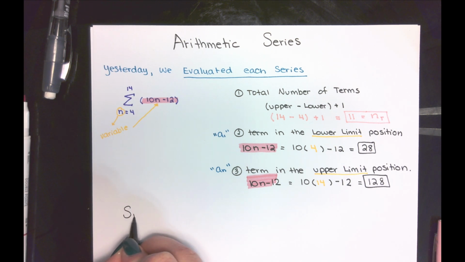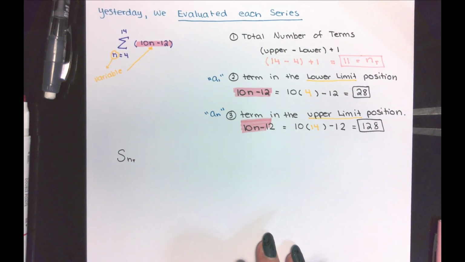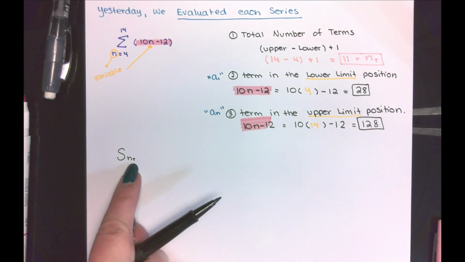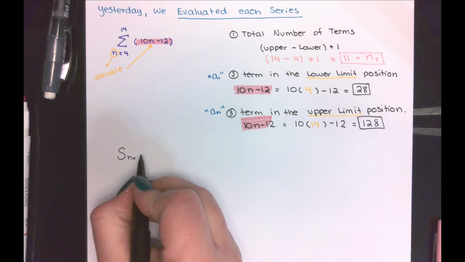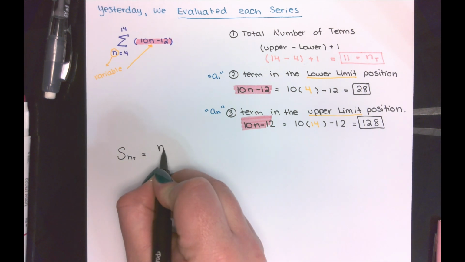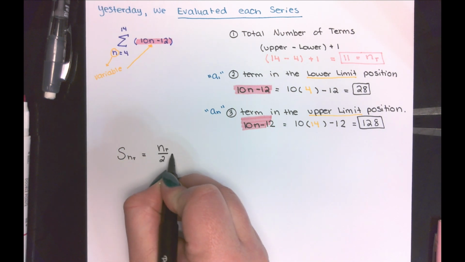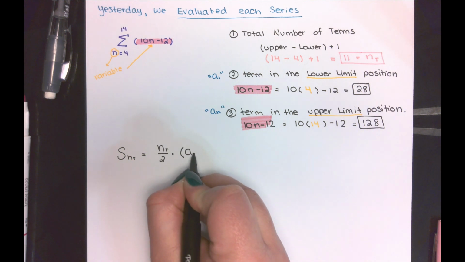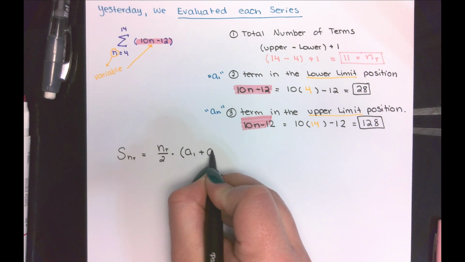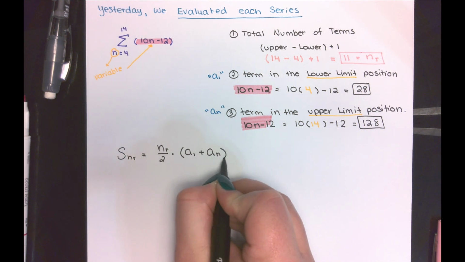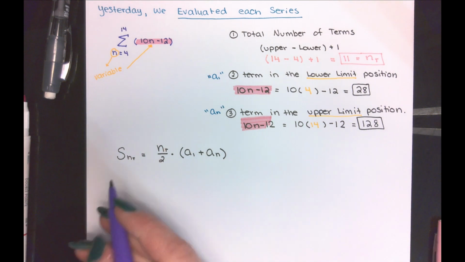The sum of the total number of terms. Again, you won't see this T in your textbook or any other class. T is just something I'm doing to help you realize that this is the total number of terms. That is equal to the total number of terms divided by 2 times the term in the lower limit position plus the term in the upper limit position. Let's go ahead and fill this in.